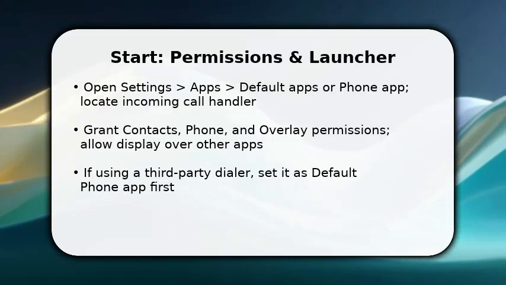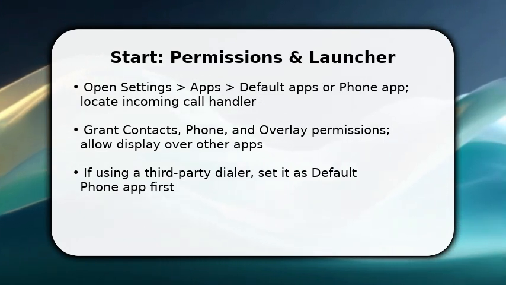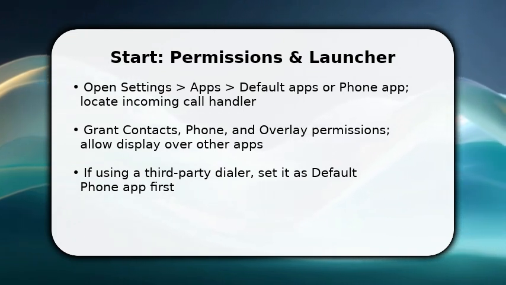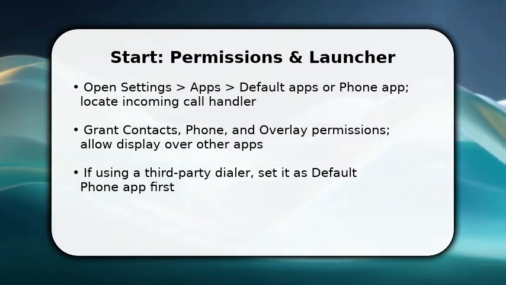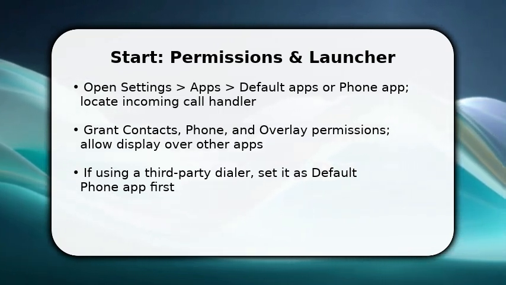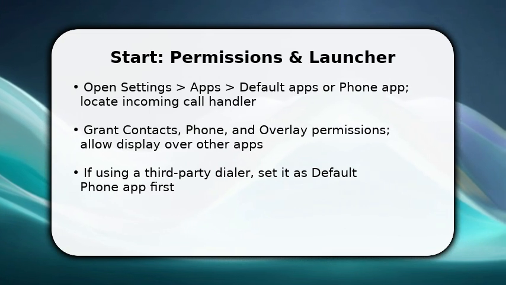You'll begin by giving the phone app the rights it needs. This is why calls can show custom screens. Open Settings, find Apps, then Default Apps or the phone app, and check permissions for contacts, phone, and display over other apps. Once done, if you prefer a third-party dialer, make it the default. This lets its incoming screen override the system.